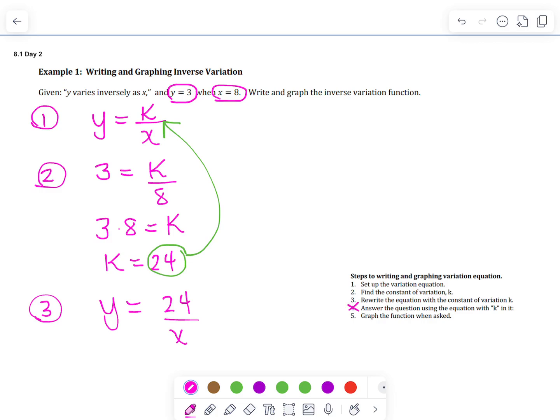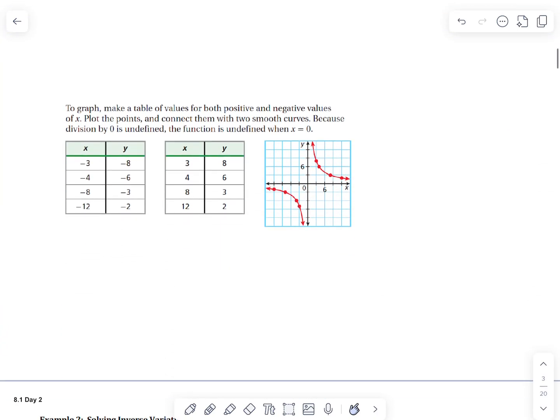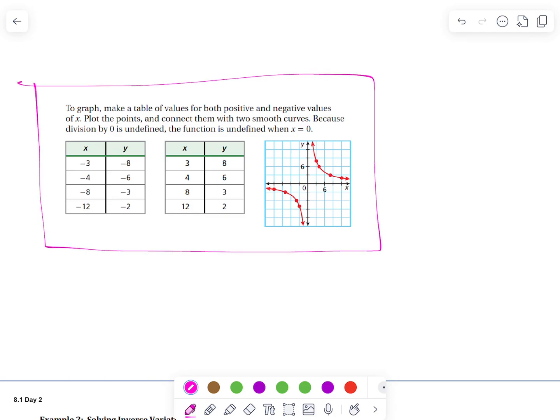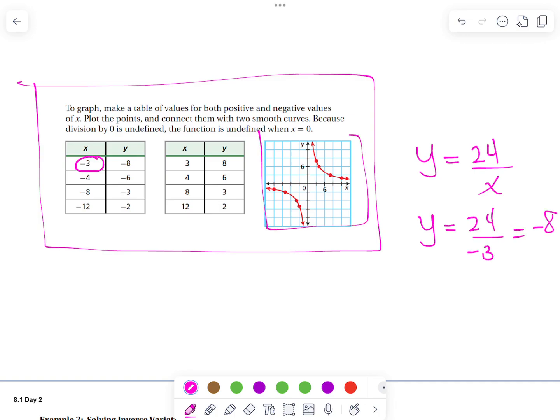And then there isn't a graph or something to answer. If we wanted to graph this by hand, here is what it would look like for that problem, y equals 24 over x. So you would substitute -3 in for x, so y equals 24 over -3, which is -8. And then you get the graph to look like this.